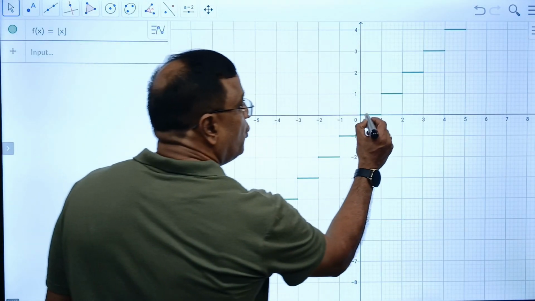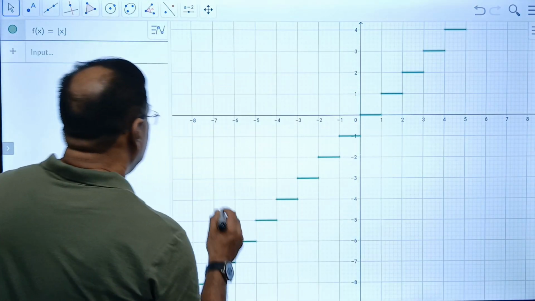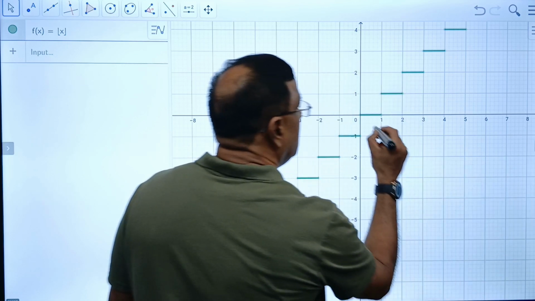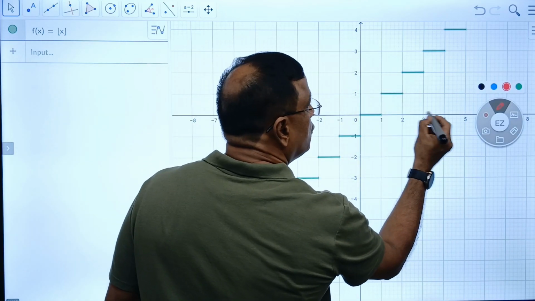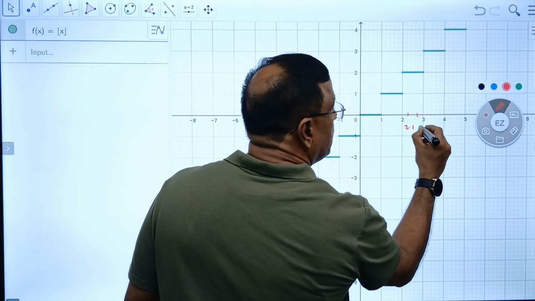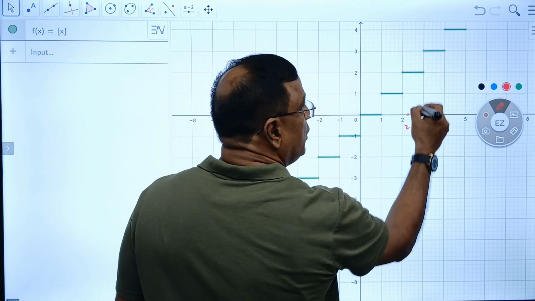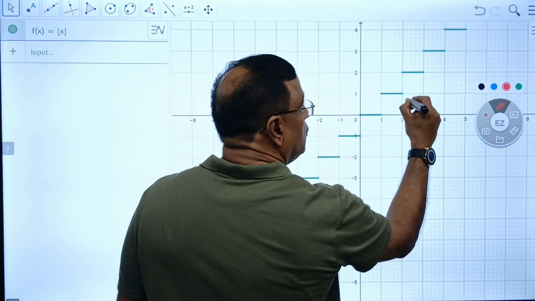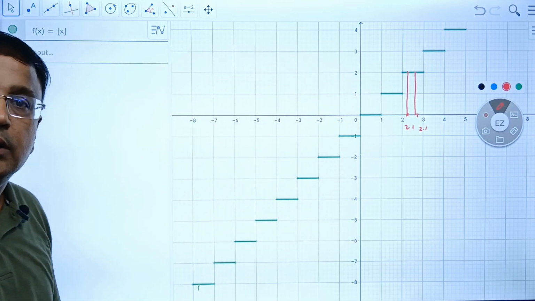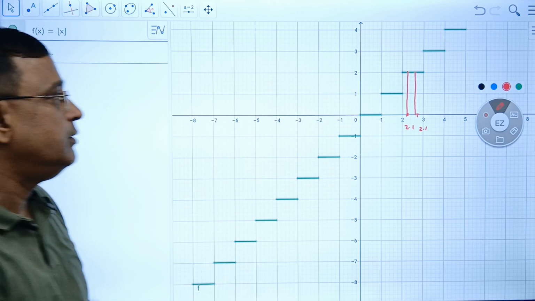If you choose 2 neighboring points, for example, I took 2.1 and 2.2. So this is 2.1 and this is 2.2. Both have the same y value. Can you see it? Both have the same y value. Since both have the same y value, it can't be 1 to 1. Okay.